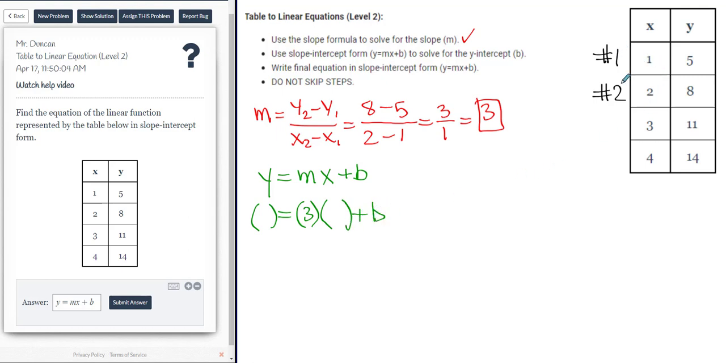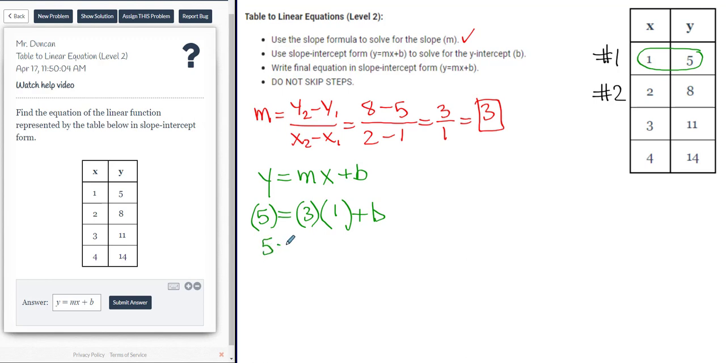Now you can choose point 1, 2, 3, or 4. I think that point 1 is going to be the easiest, so I'm going to use this point again. But the point you choose is up to you. I'm choosing 1 and 5 because they just look easier compared to the other one. So my y value, 5, goes in for y, and 1 goes in for x. So it's 5 equals 3 times 1 plus b.